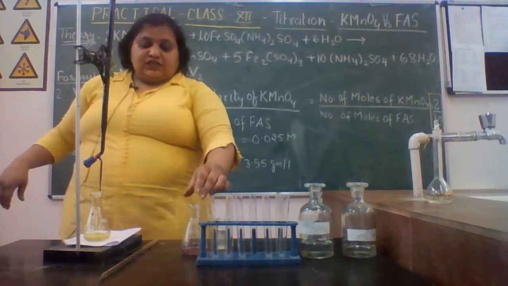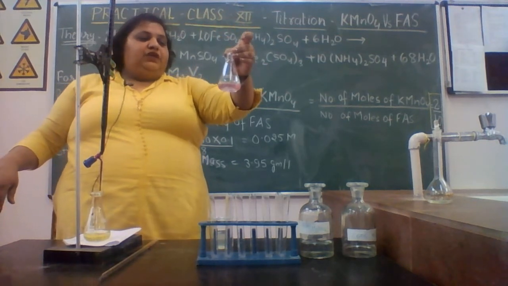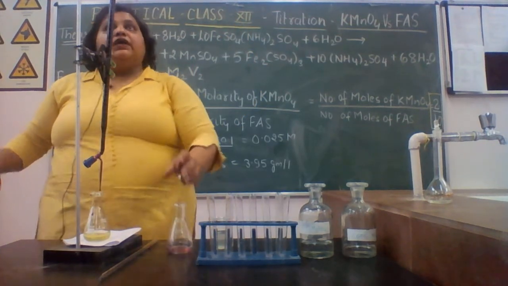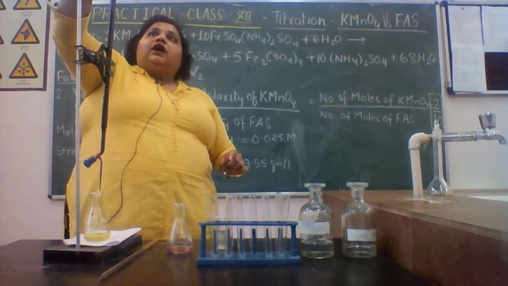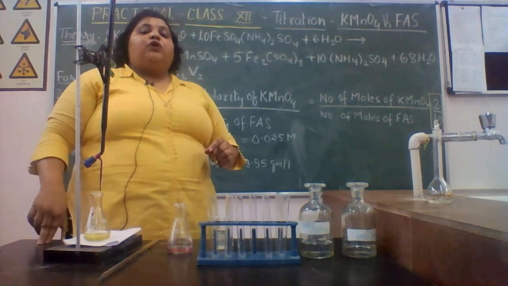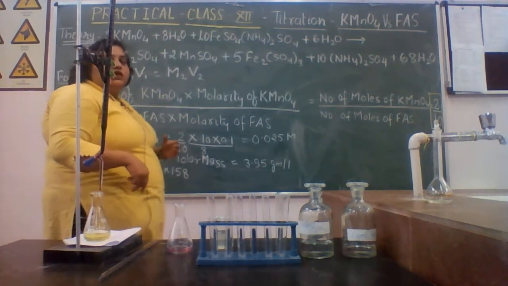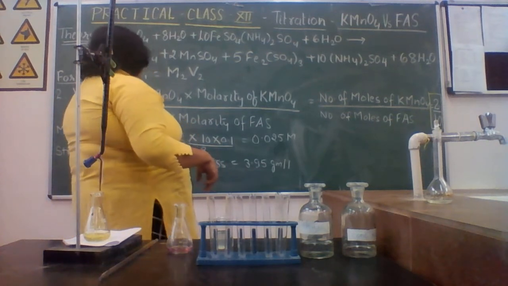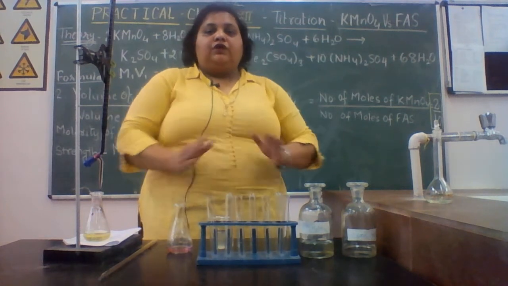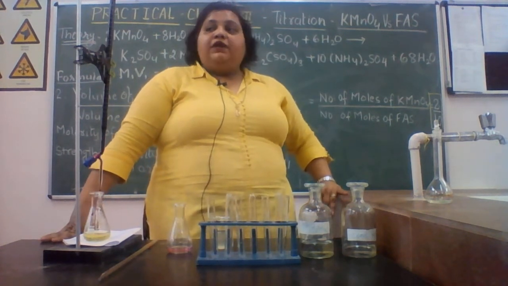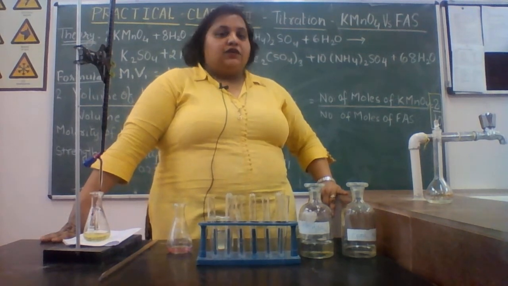In the previous experiment, when I did the experiment, the reading was 8. I started the experiment from 0, and the end point was 8. So, the volume that I have used is 8 ml. Now, your procedure part is over. With this, the experiment has been done. Now, it is time for the calculation and result, right.